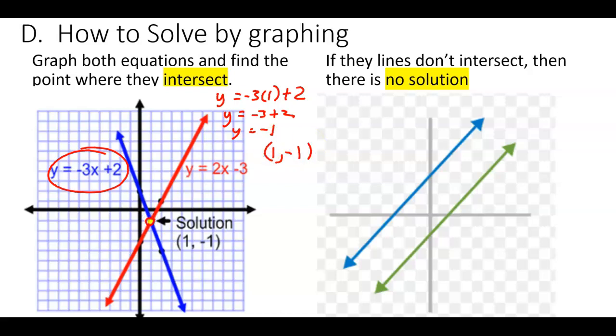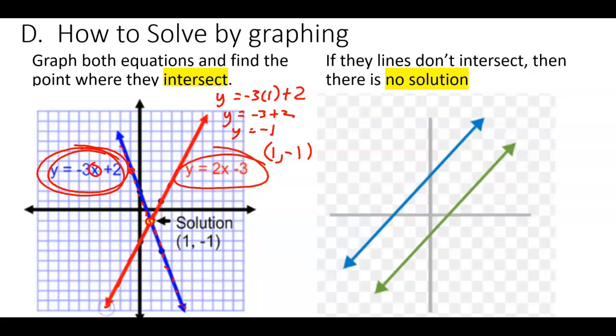That's a point on the graph, okay? Or I could plug in another point. If I were to plug in negative 1 for x, I would get 5, and that would be this point up here. There's an infinite number of points on this graph, and each one of those points works for this equation. And this equation also has an infinite number of points that work for it.